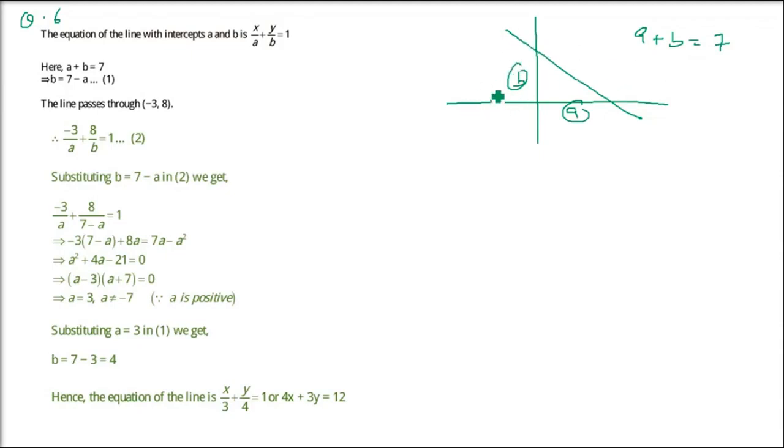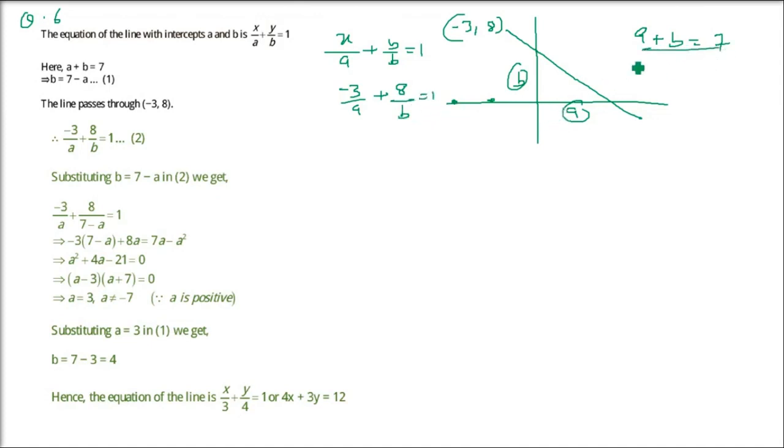So this line will pass through here. I am not going to show you the exact line, this is just for your understanding, I am drawing it approximately. Now x by a plus y by b equals 1 is our equation. Since it is passing through minus 3, 8, minus 3 and 8 is going to satisfy it. So minus 3 by a plus 8 by b equals 1.